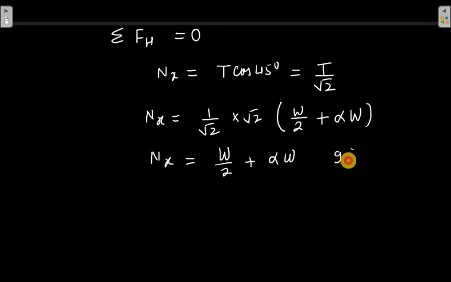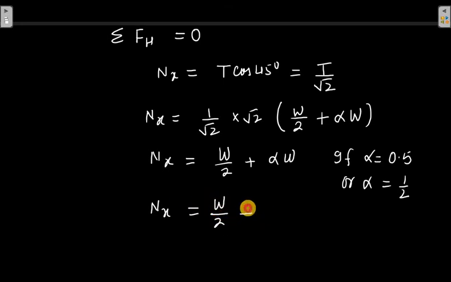If alpha equal to 0.5, or alpha equal to half, then we can write Nx will be equal to W by 2 plus W by 2. So that will be W, and the second option is also correct.